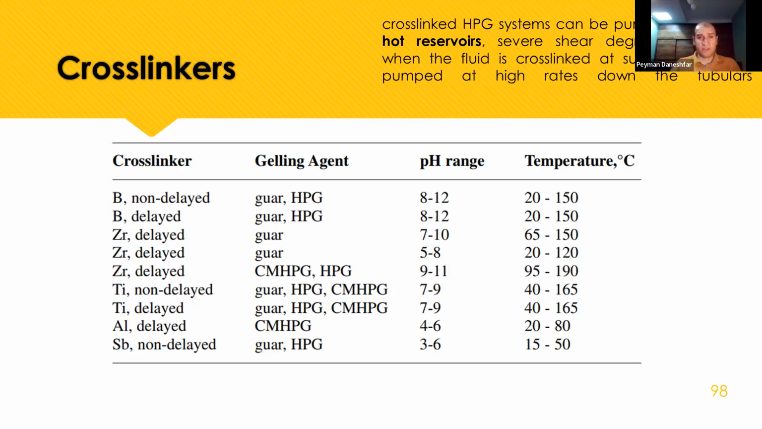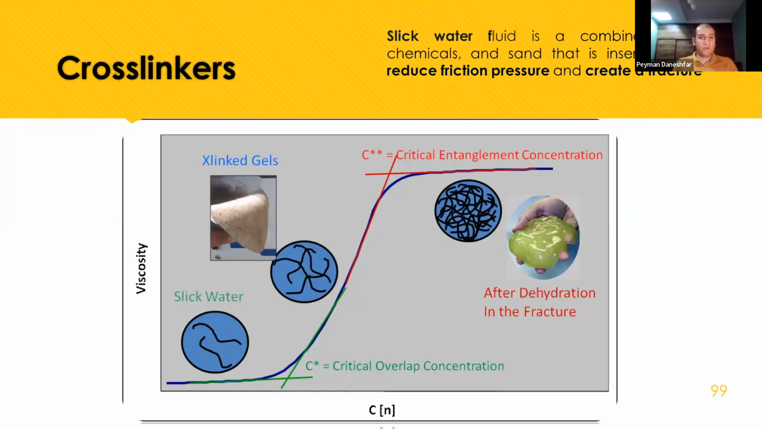Here we can see a table about some cross-linkers with boron, with zirconium, with titanium, and you can see what the gelling agent is, and what the range of this fracturing fluid is, and also the operational temperature that depends on this parameter. We choose them for the fracturing fluid. As you can see here, it is Slickwater with a cross-link shell.